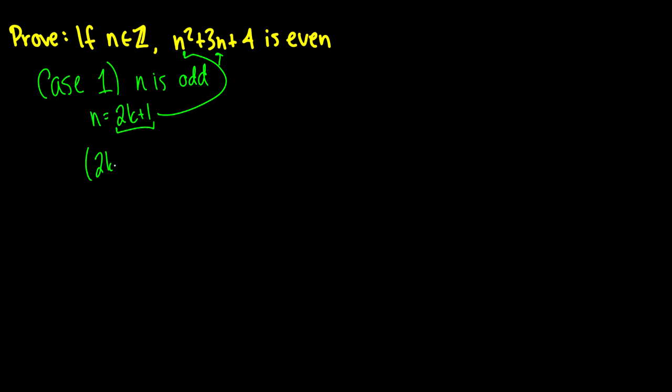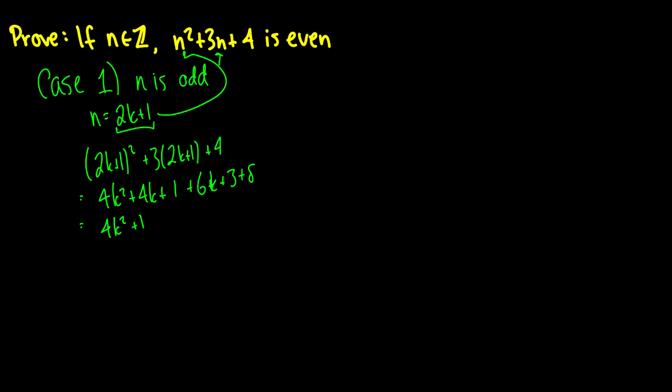So we have (2k plus 1) squared plus 3 times (2k plus 1) plus 4, which is going to be 4k squared plus 4k plus 1 plus 6k plus 3 plus 4. Then when we collect all of our terms here, we get 4k squared plus 10k plus 8, and all of these terms are divisible by 2, therefore n squared plus 3n plus 4 is even.